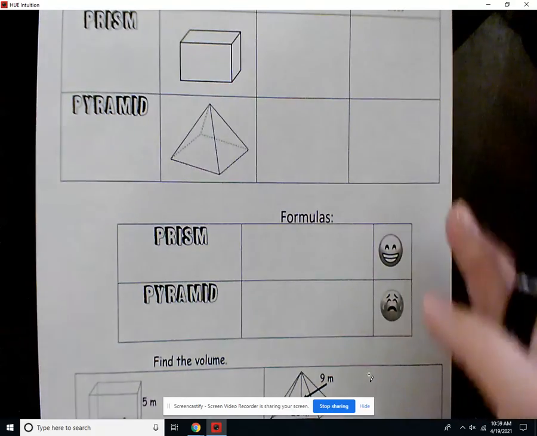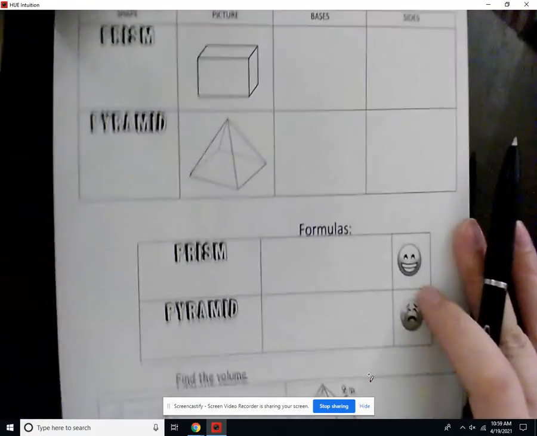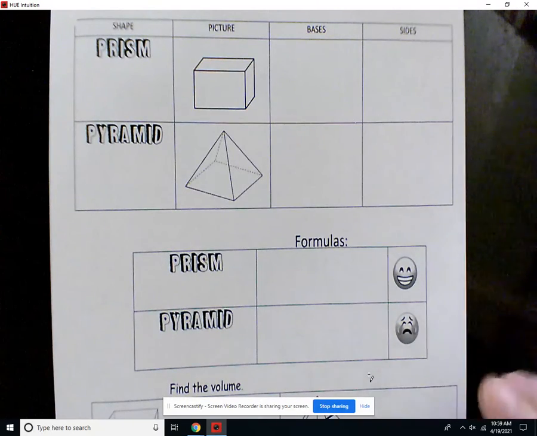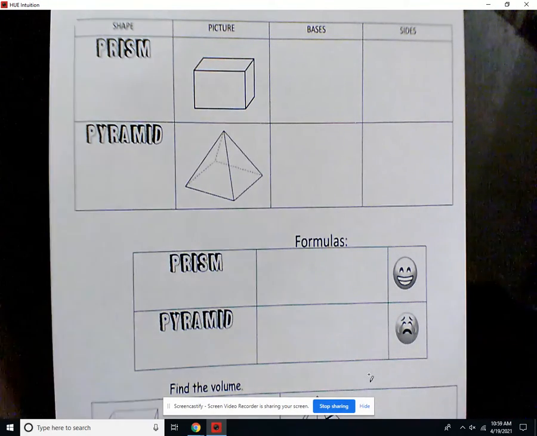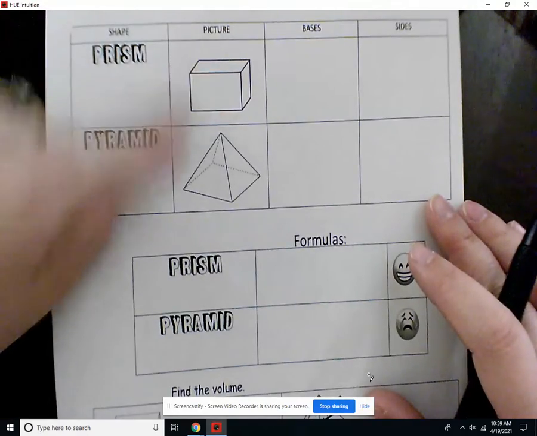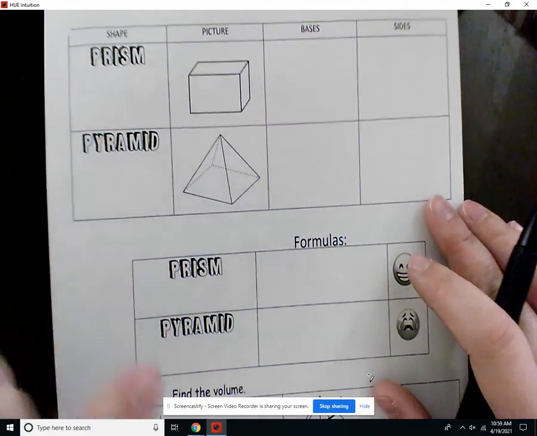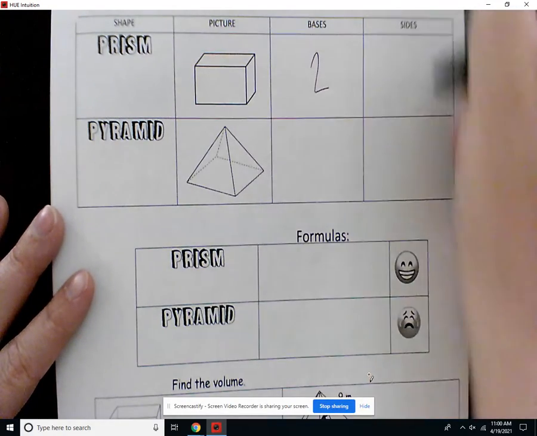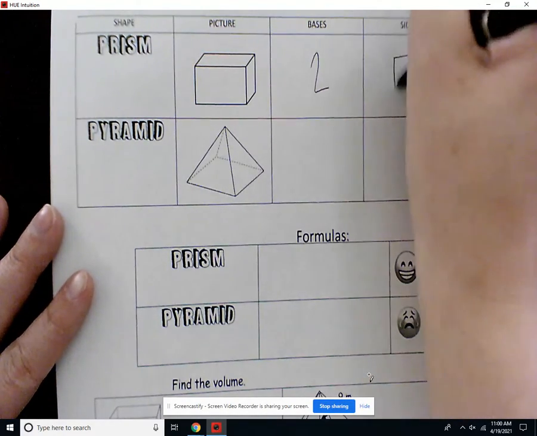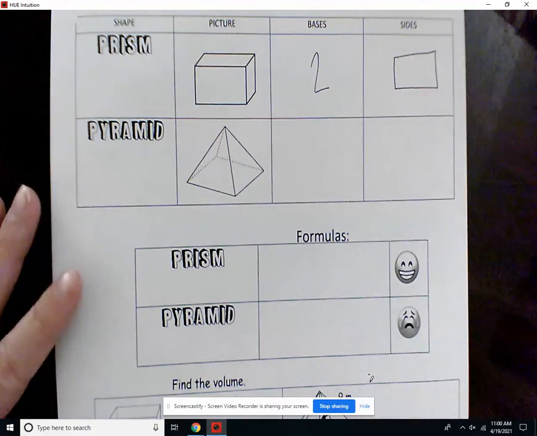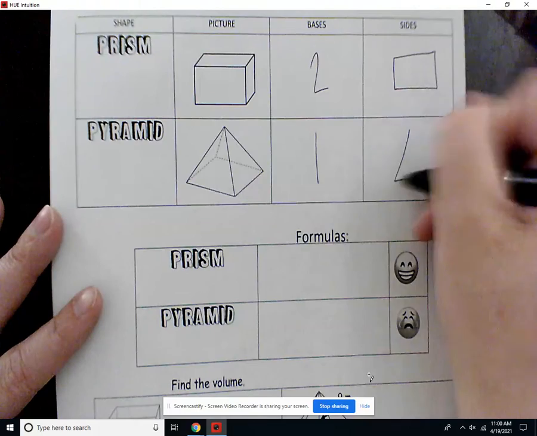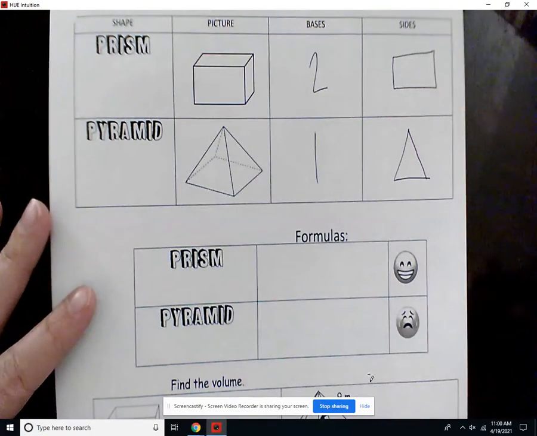All right, for today's lesson, we're going to now add in volume of pyramids. So it's going to be a different shape than what we've been looking at with our prisms. So here we have a picture of our prisms and pyramid. Again, they look completely different. So with a prism, we have two bases. Inner sides are rectangles. But with a pyramid, you're going to have one base and your sides are triangles.